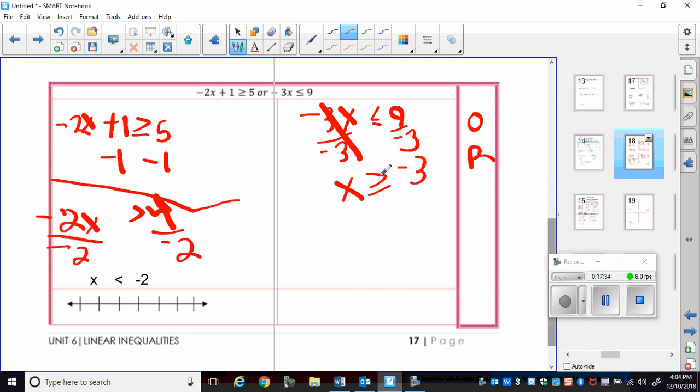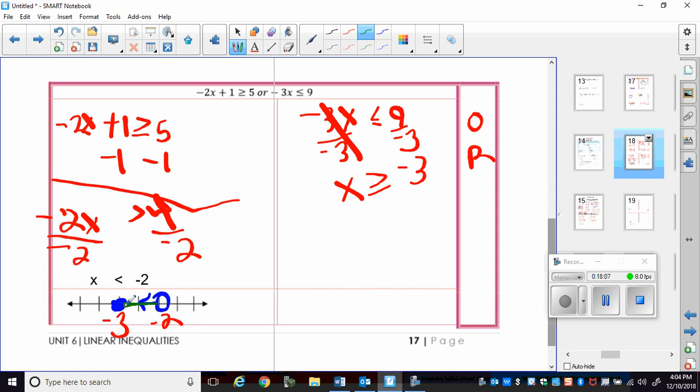Alright, so which number comes first? Negative 3 comes first, and then negative 2. So at negative 3, it's filled in. At negative 2, it's an open circle. Okay, so x is less than negative 2, so it's going towards the left here. And x is greater than or equal to negative 3, so it's going towards the right.